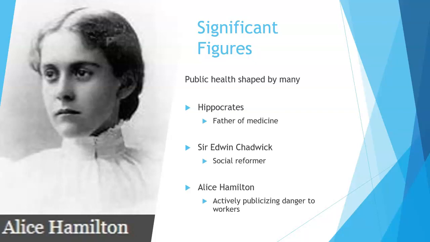Sir Edwin Chadwick was a social reformer in the 1800s. He is most well known for advocating for improving living conditions to improve public health. This was done by stressing the need to provide clean water and remove waste and toxic substances from drinking water.